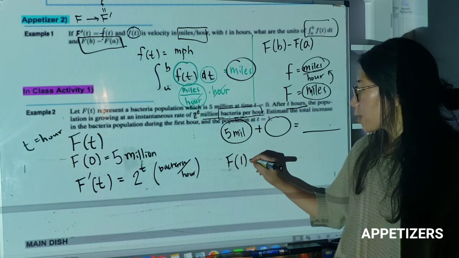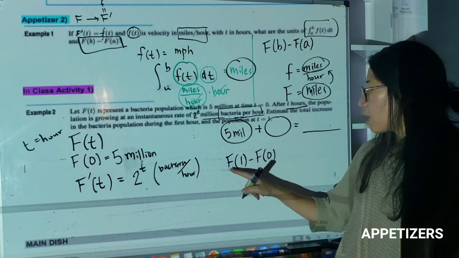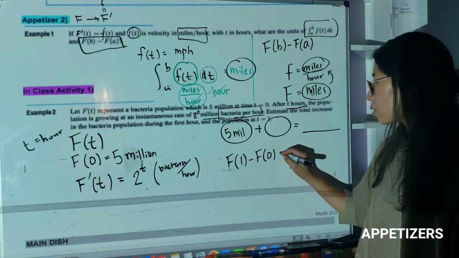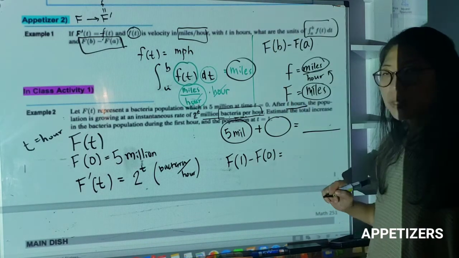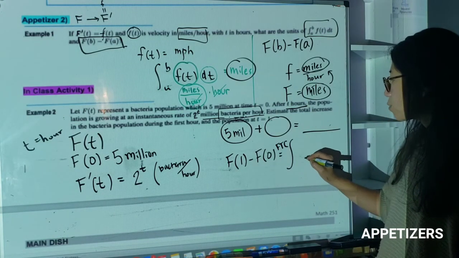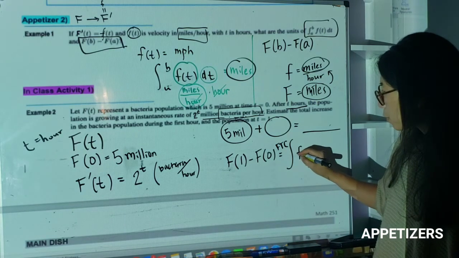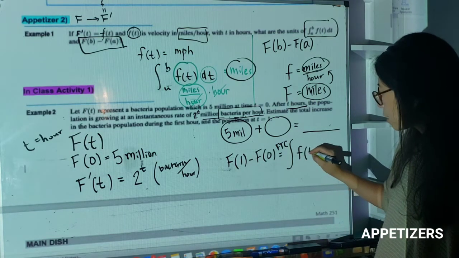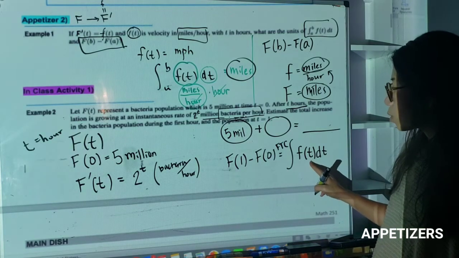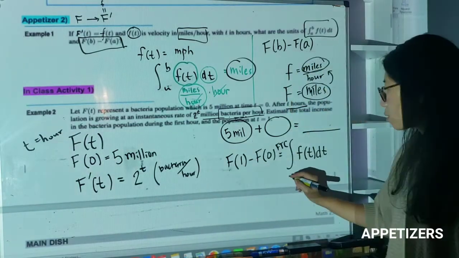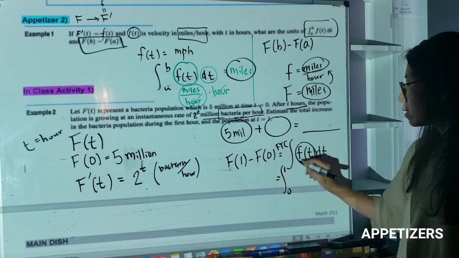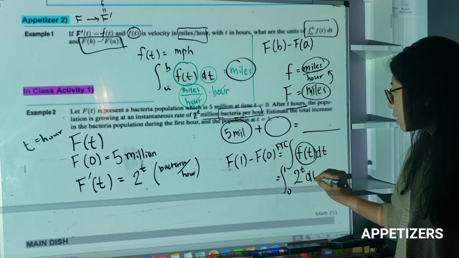If you look at this one, they're basically asking about f of 1 minus f of 0. So what does that mean? We learned that using the fundamental theorem of calculus. That is the integral of f prime of t dt. So f prime of t is the derivative function of the original. I can see that from 0 to 1 year, the first 1 year I want to see. But what is the derivative? 2 to the t dt here.